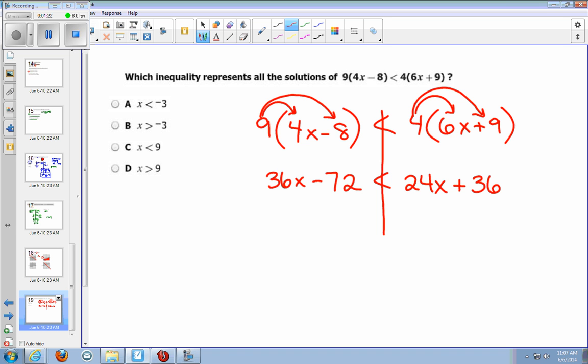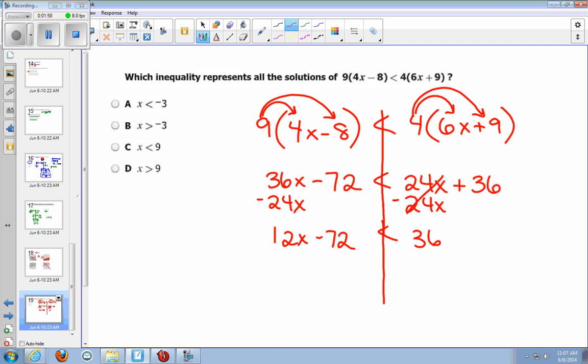Now, I have an inequality where I've got x's on the left and the right side of the problem. So my first task is to get those x's on one side or the other. I always tell my students to move the smaller value of x. So we have 36x on the left and 24x on the right. Because 24 is smaller, I'm going to subtract 24x from both sides. So that leaves me with 12x minus 72 is less than 36.